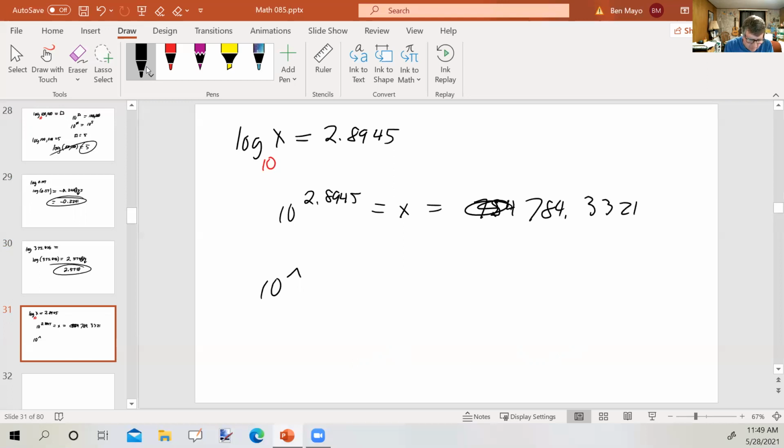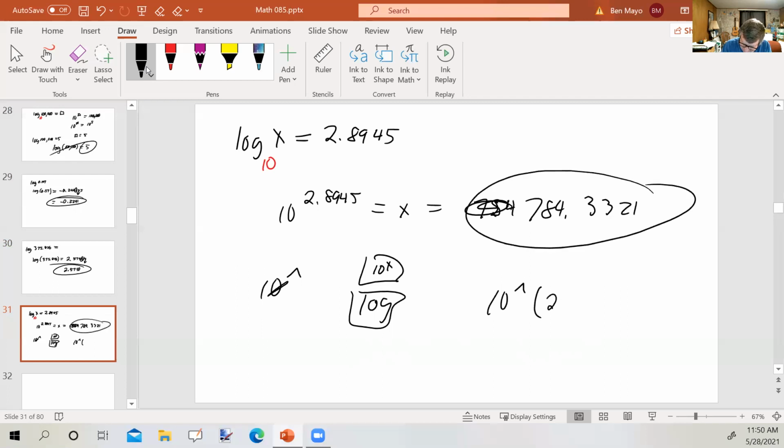and I get the answer, 784.3321. Or I can use the second function of the LOG button. Don't forget, so LOG, and then up here we have a 10 to the x. So I could go second, push the LOG button, and this shows up like that all at once, and then put in the 2.8945, close it up, and you get the same answer. So you can access 10 to the x by using 10 and the caret and parentheses, or you can use the second function key of log, which is 10 to the x. Both of them work.